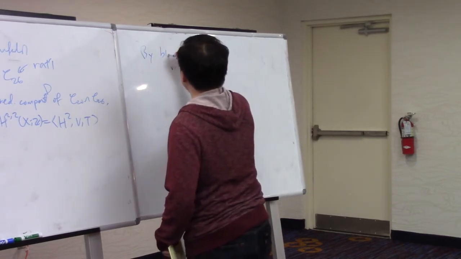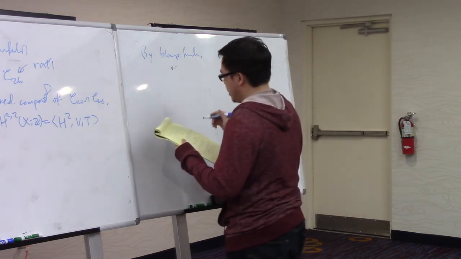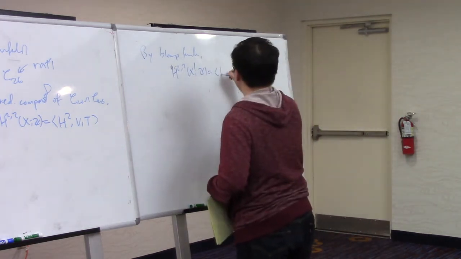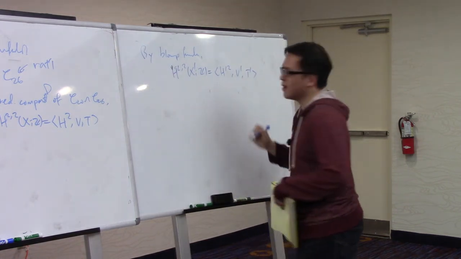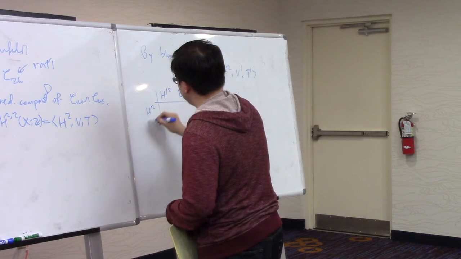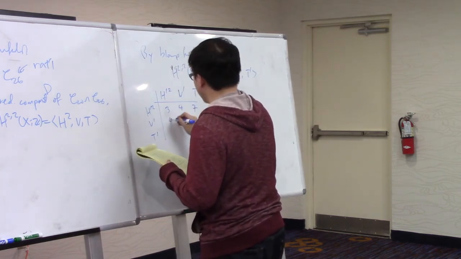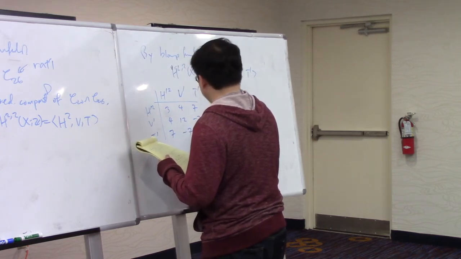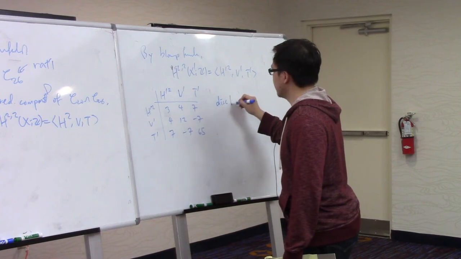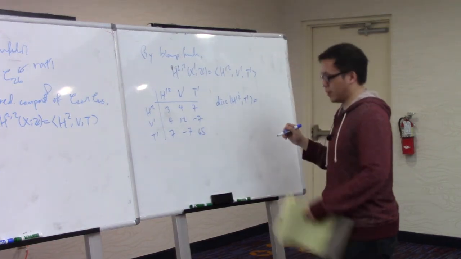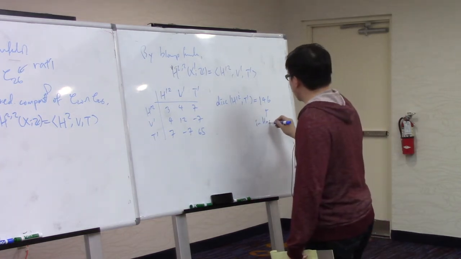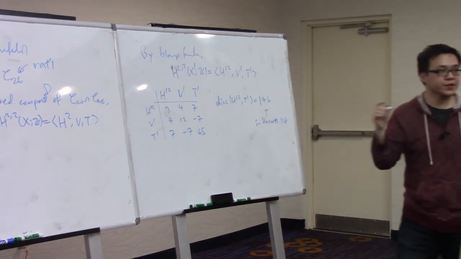By the blow-up formula, we can compute the image. The image is X prime, and it is spanned by h prime squared, V prime, T prime, where the intersection matrix is 3, 4, 7, 4, 12, 7, -7, -7, 65. Anyway, it is an explicit computation. And then you can check that the discriminant between h prime squared and T prime would be 146, and this is in Hassett's list. So it satisfies those numerical conditions.